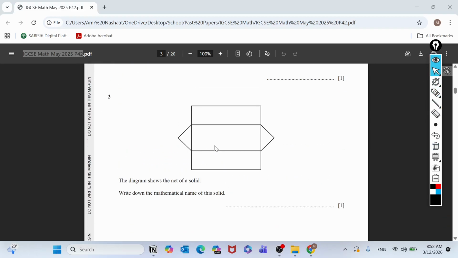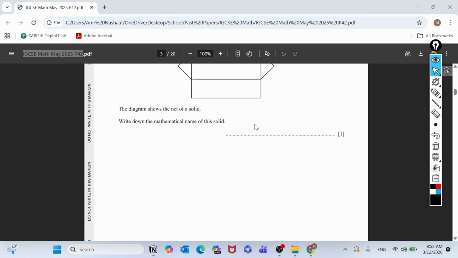Okay, write down the mathematical name of the solid. This is a triangular prism because you have two triangles. They would fold in like this, and this would fold in with it. This would go on top. Like this side would cover this side, and this side would cover this side, and it would be a prism. Yeah. So triangular prism.